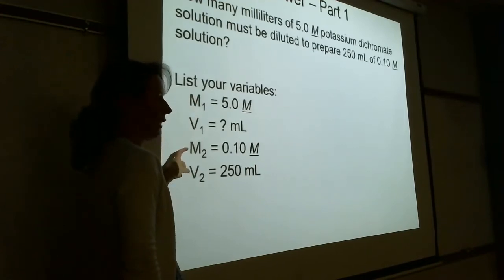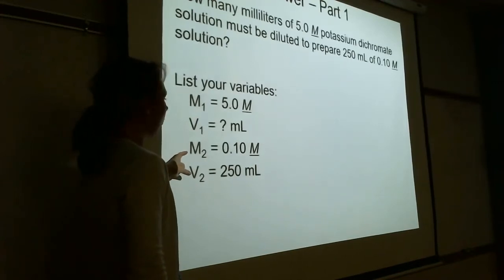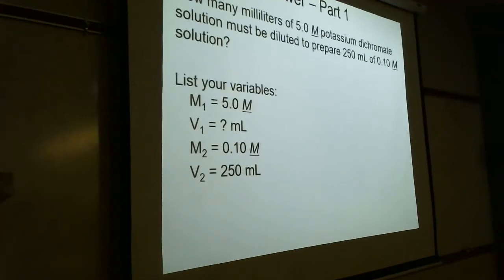This is the final. I want the diluted solution to have a volume of 250 mils and a molarity of 0.1. So listing out my variables really helps keep you from plugging into the wrong place. Right? V1's what I'm looking for. Do we all agree?